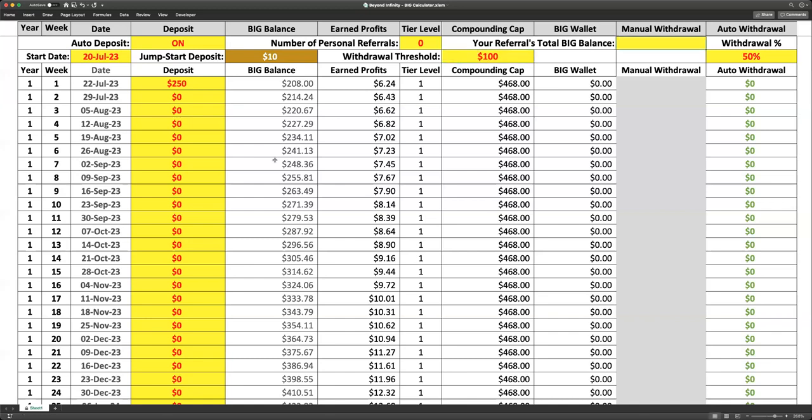Some people want some cash flow, but let's say the big ambassador is going crazy with this, and there's some that are going literally crazy with it. They'll be able to make another contribution here in, let's say, about the 8th week of $500. Keep in mind what you're looking at is someone who has 0 personal referrals. They don't have a referrals total combined balance.